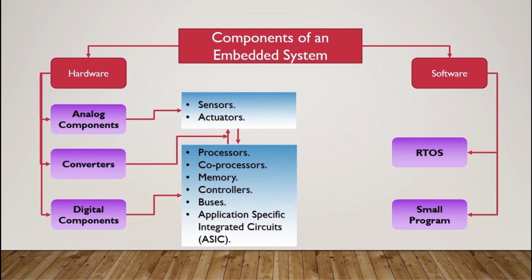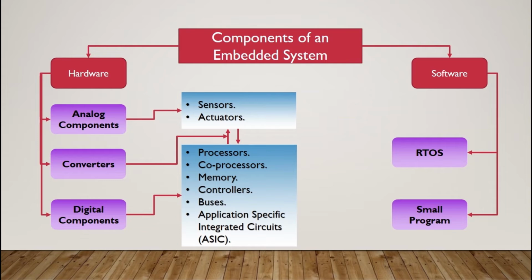Components of an embedded system. An embedded system consists of two major components, hardware and software. Then hardware is subdivided into further components: analog components, converters, and digital components. Analog components are actually sensors and actuators. Sensors are typical electronic hardware that collect data in analog form, for example a temperature sensor, a pressure sensor, or any moisture sensor. And actuators are components that use analog signals to perform mechanical functions like DC motors or a servo motor.